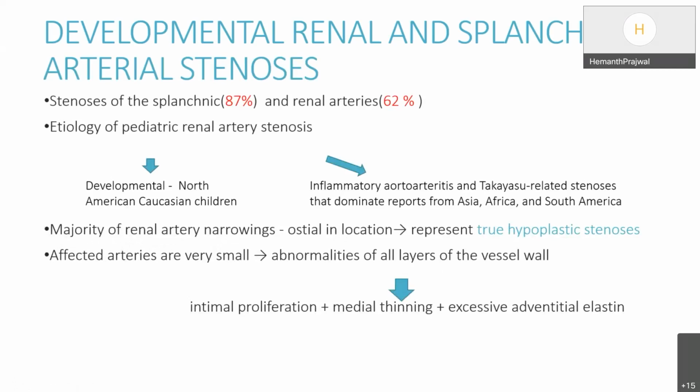Developmental renal and splanchnic arterial stenosis are also seen mostly in conjunction with the coarctation. The splanchnic stenosis is more common as compared to the renal arteries. However, the renal artery stenosis is more symptomatic as compared to the splanchnic cases. Regarding the etiology of pediatric renal artery stenosis, usually in Caucasian children it is a developmental etiology, whereas in the developing countries in Asia, Africa, and South America, it is inflammatory aortoarteritis or Takayasu arteritis.